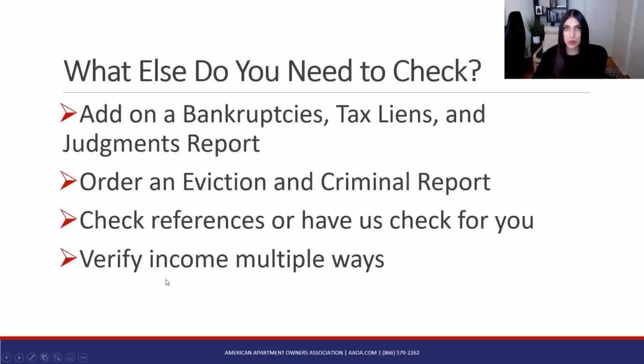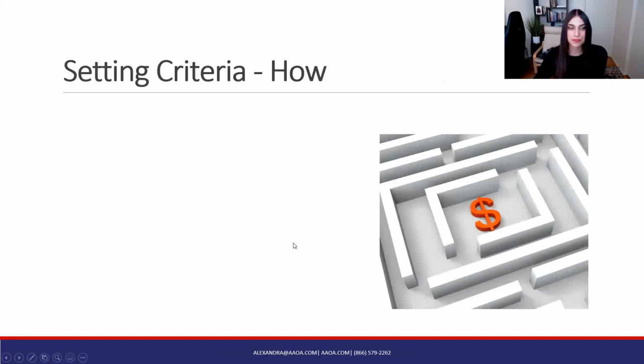And also, as we saw, verifying income in multiple ways is definitely the way to go. It's easy to fake a paycheck stub, but it is much harder to also fake a bank statement and a reference and a W-2 and an ID. The more you ask for, the harder it gets for them to really go through the effort. And it really shows that you're serious about verifying everything.